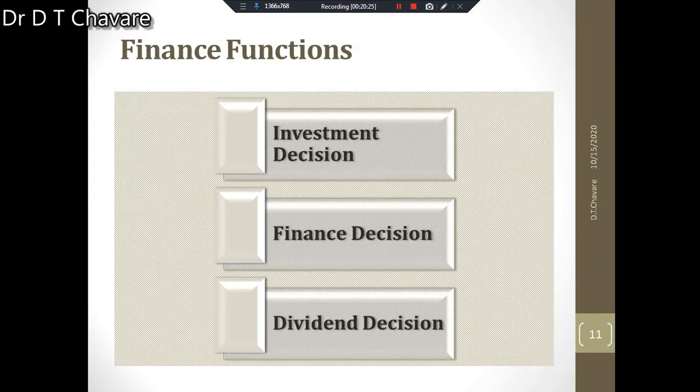What are those tasks? First is the finance function, in which you have to take decisions. The first decision is the investment decision. The investment decision comprises decisions relating to the investment in fixed and current assets. Mostly it involves capital expenditure. The investment proposals are to be evaluated in terms of expected return and risk. The finance manager has to evaluate the various investment proposals and select the best.